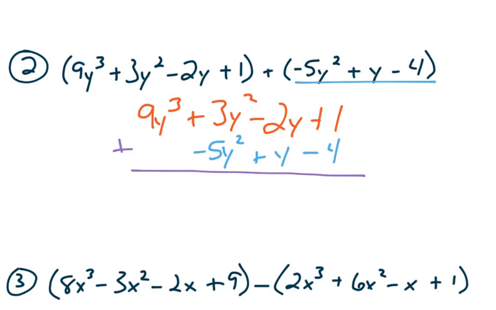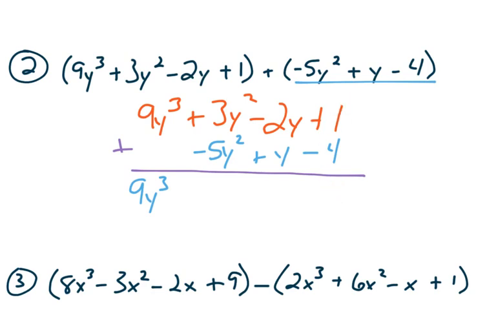It's kind of like the elimination method from solving systems. Just add straight down. 9y cubed plus 0. That's 9y cubed. And with polynomial addition and subtraction, there's going to be no carrying involved, so we don't need to worry about, if this was 10, we'd put a 1 up there. That's not the case. If it's 10, write 10 here.